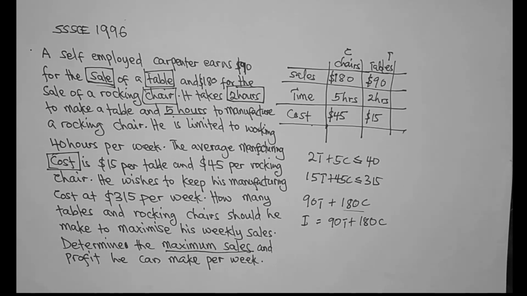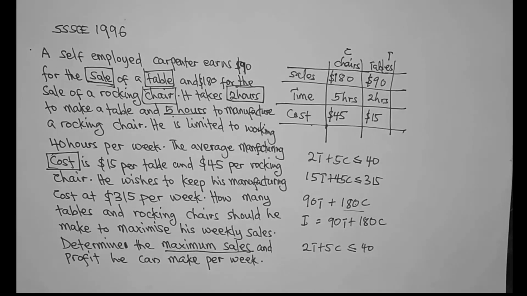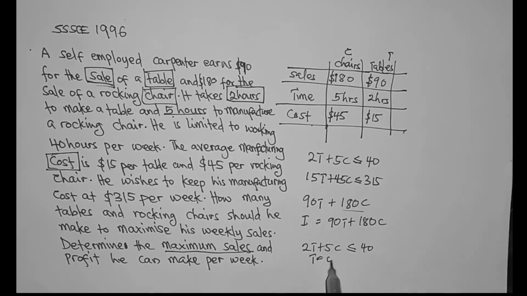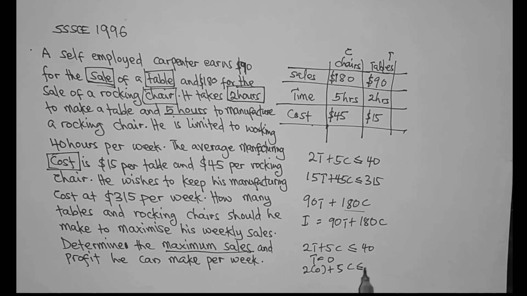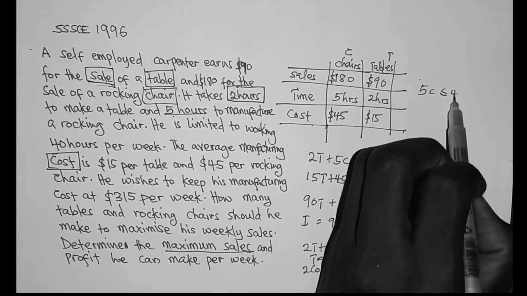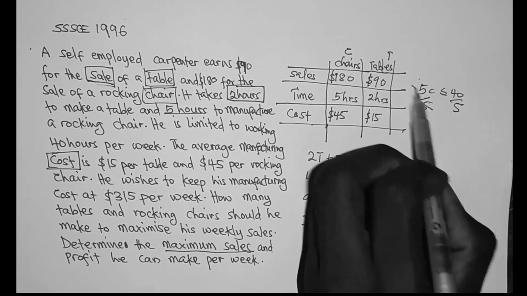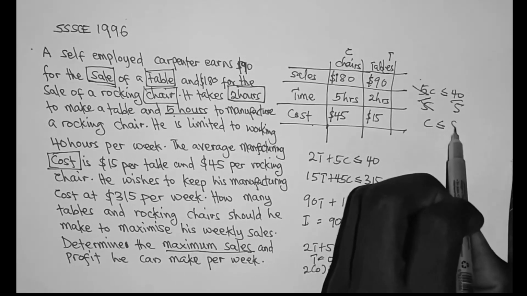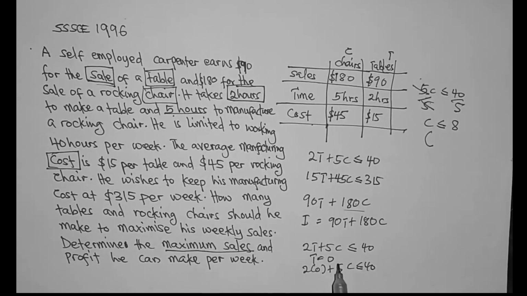Let's go ahead and find the x and y intercepts of the various constraints and then sketch them on a graph. So we have 2T plus 5C is less than or equal to 40. Let's put T equals 0. So this becomes 2 times 0 plus 5C is less than or equal to 40, so 5C is less than or equal to 40. If you divide through by 5, you see that C is less than or equal to 8. So we have the coordinates 0, 8.